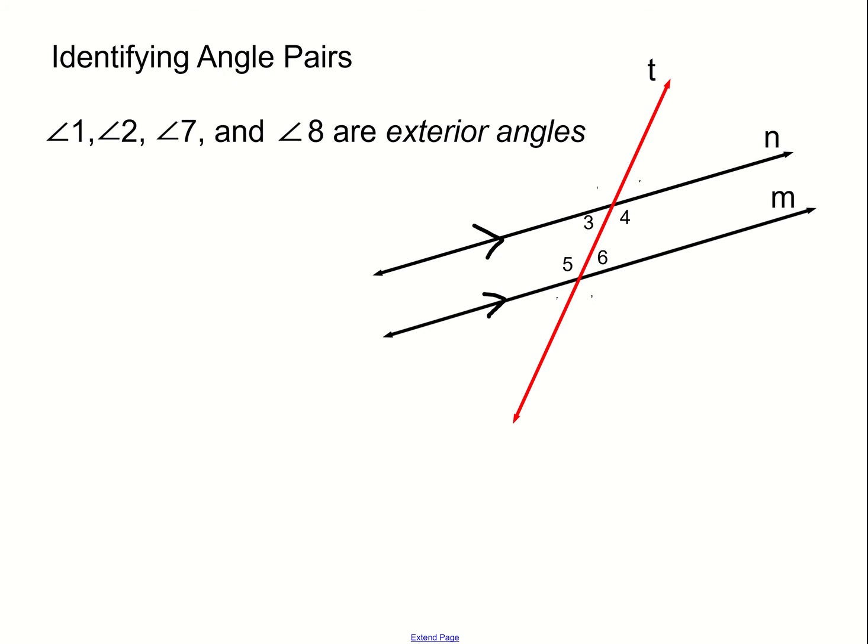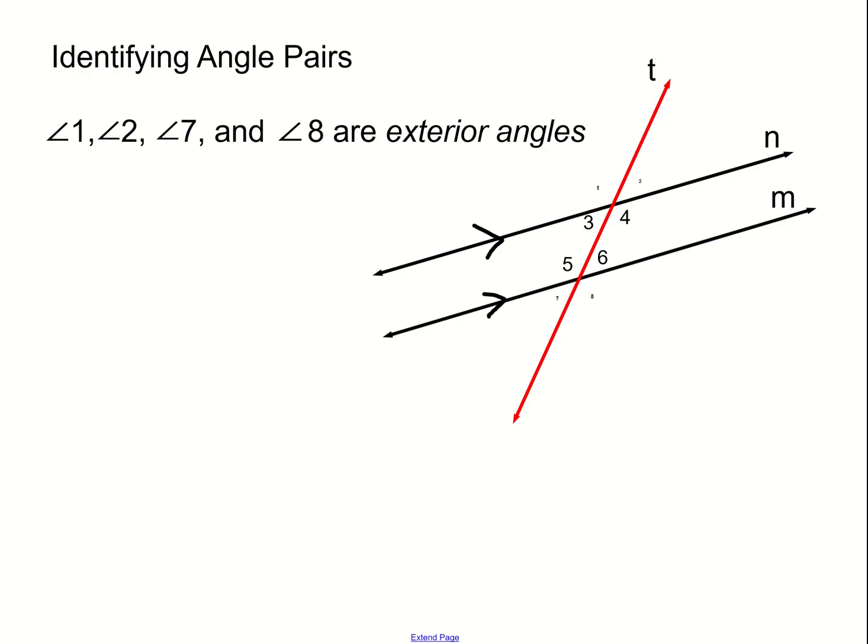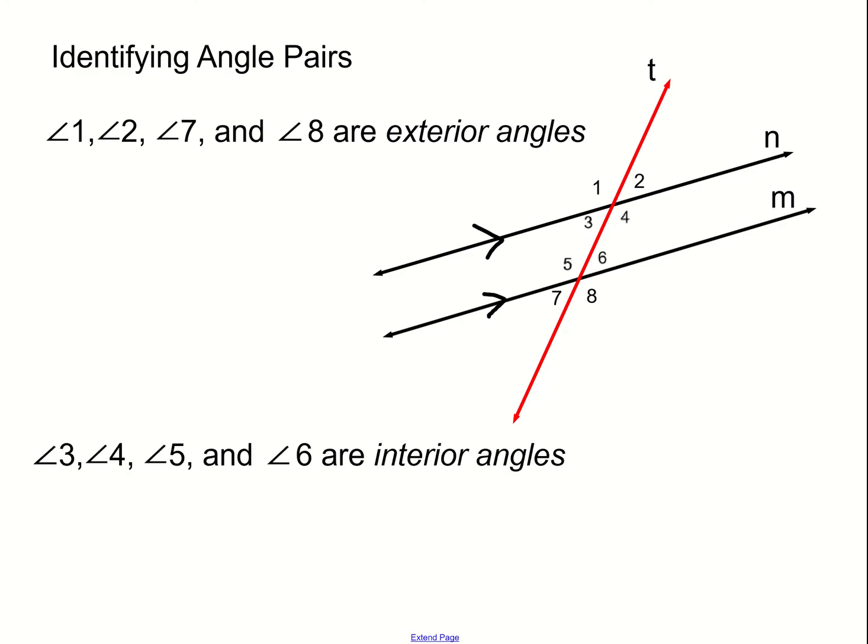So let's talk about exterior angles. If we look at the previous diagram, 1, 2, 7, 8 are what we refer to as exterior angles. And that's because they're on the exterior or outside of the diagram. Whereas 3, 4, 5, and 6 are what we call interior angles. They're inside of that diagram.